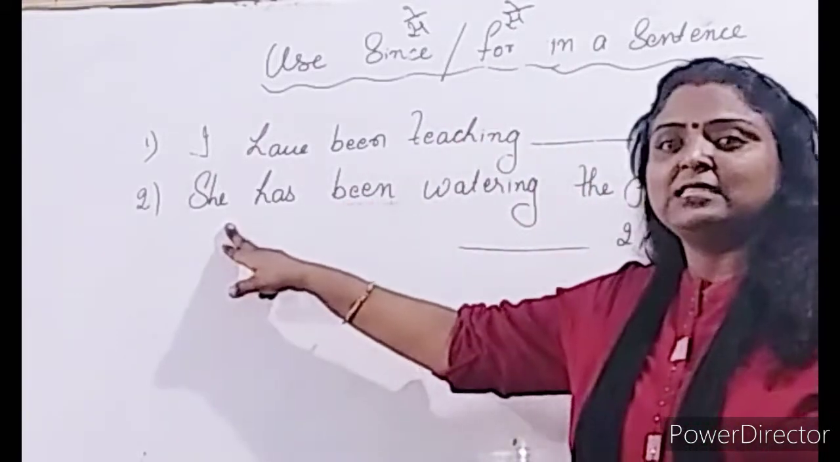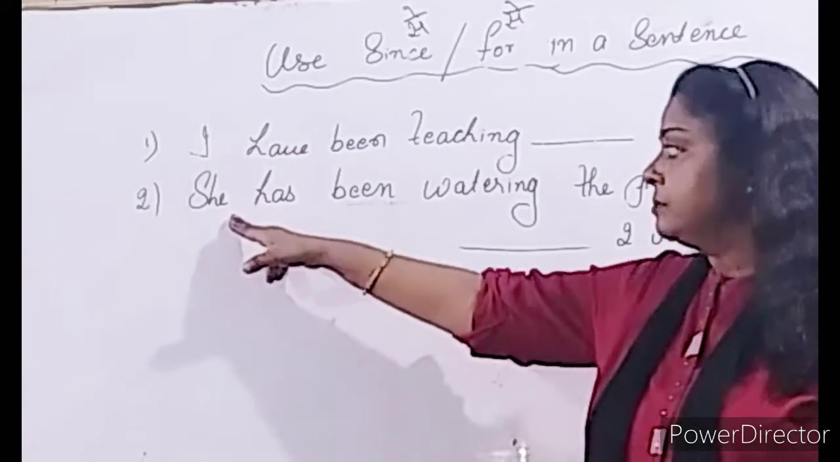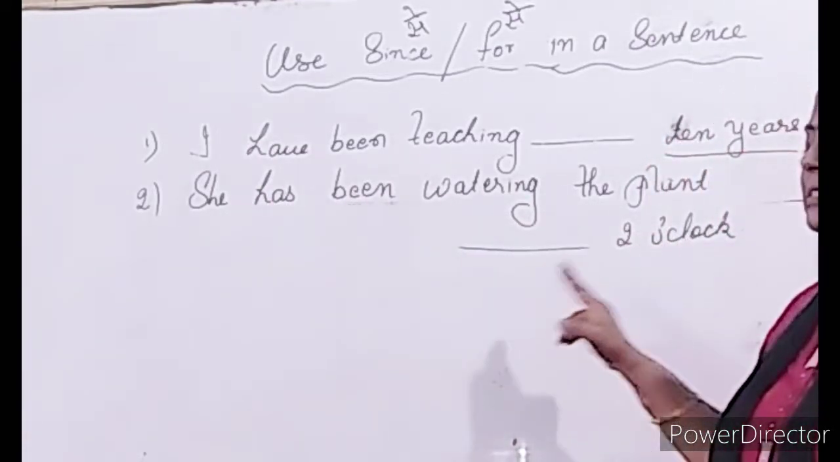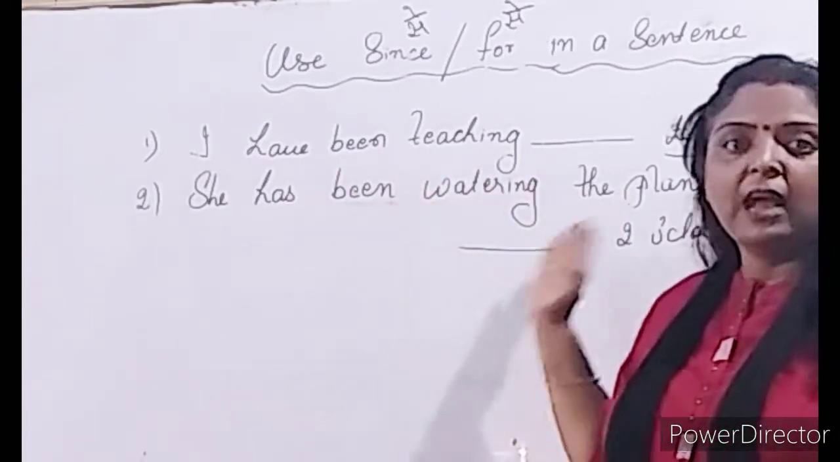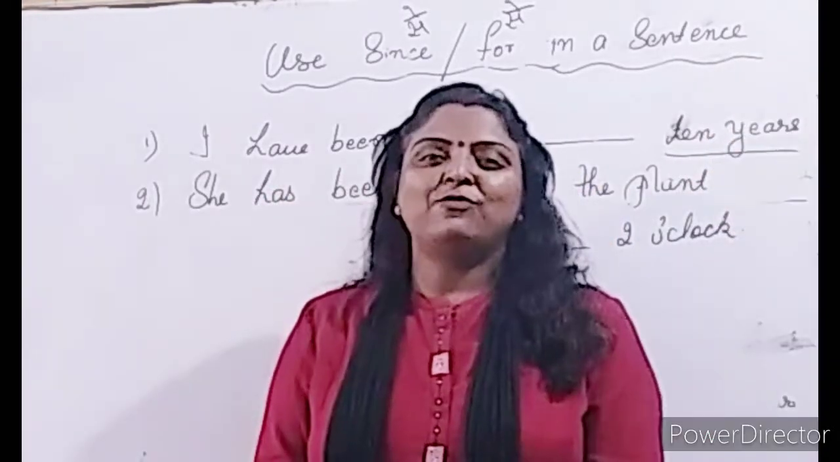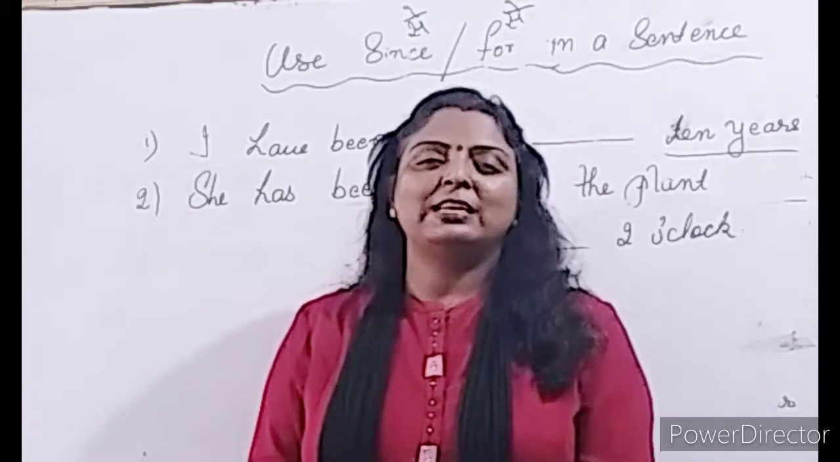The second sentence is, she has been watering the plant dash 2 o'clock. वह 2 घंटे से पौधों में पानी देती आ रही है या दे रही है. So let's find out whether we will use since or for.